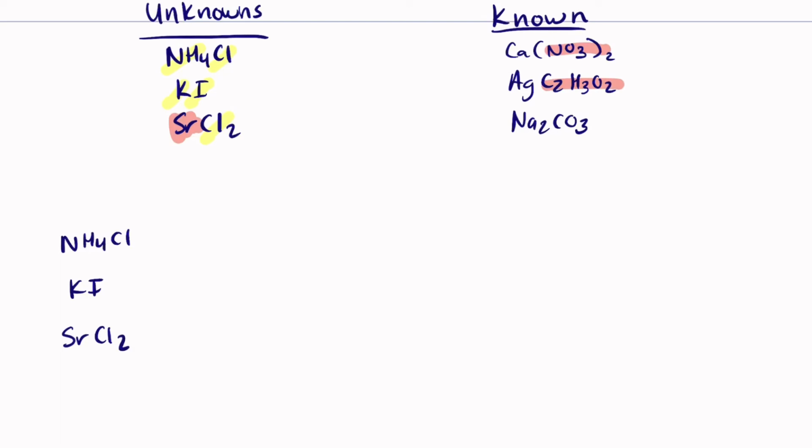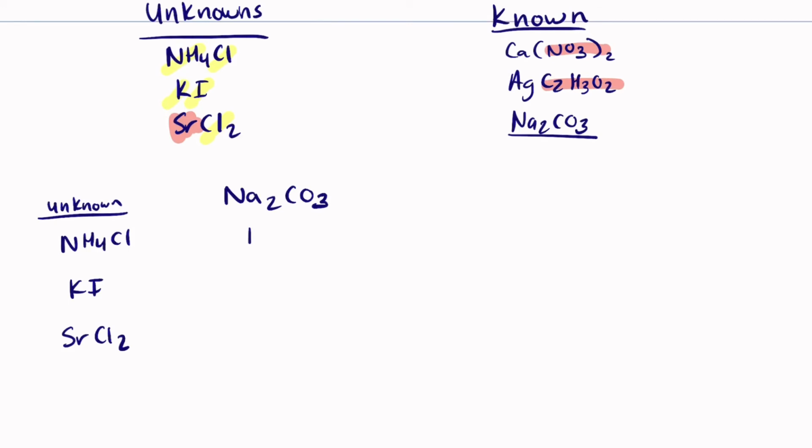And remember, even though it seems obvious which one is which here, they won't be labeled. They'll be labeled maybe A, B, and C. So I'm going to cross my unknowns with sodium carbonate. We now know sodium carbonate. It might be letter D, for example.